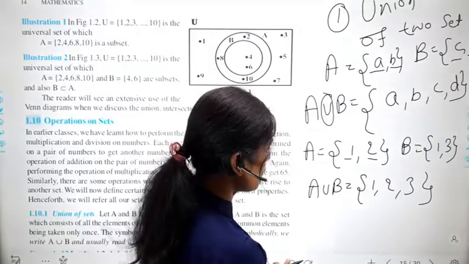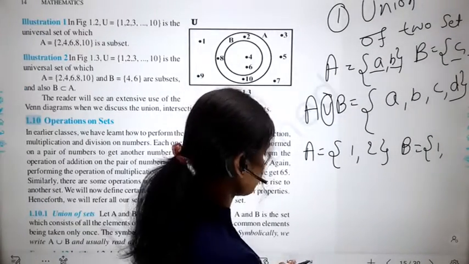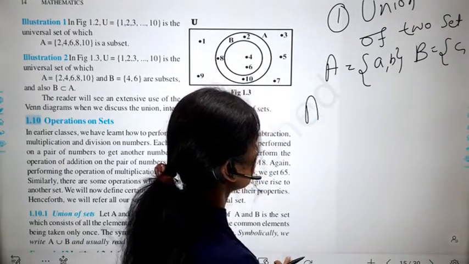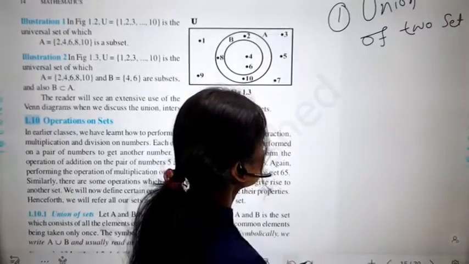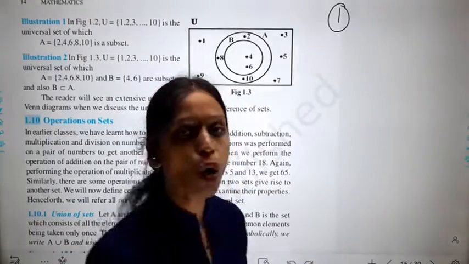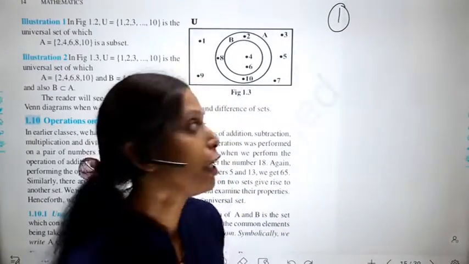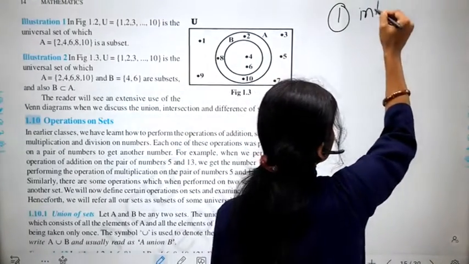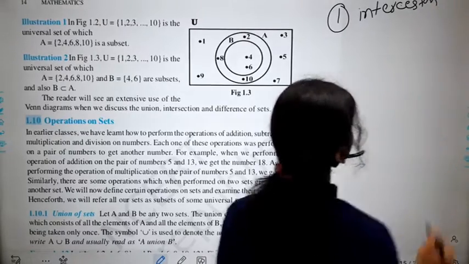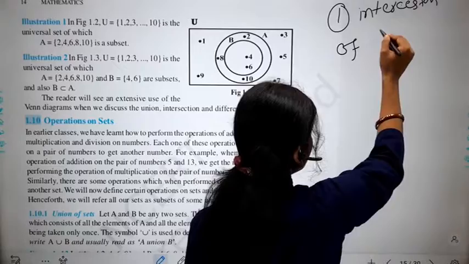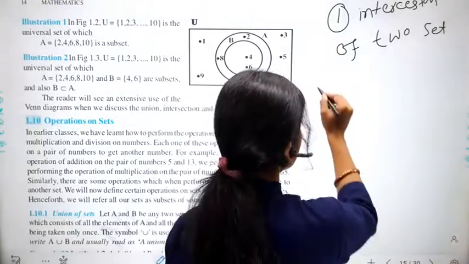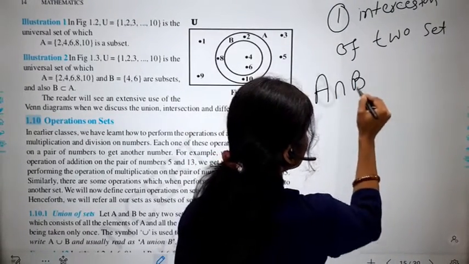Now, the next operation is called intersection. Actually, what is an intersection? We will learn here. This is the second operation on two sets, and its name is intersection. Intersection of two sets means A intersection B.